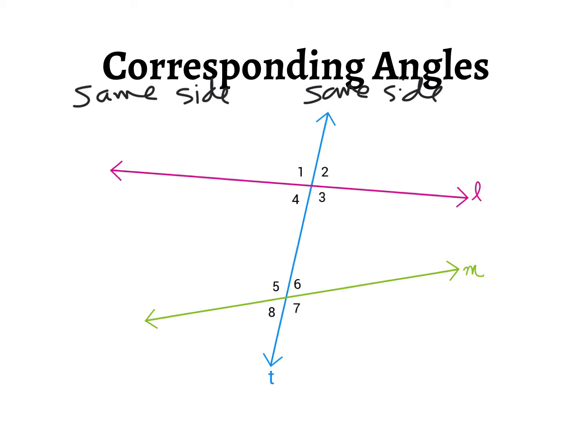The transversal will tell me which ones are on the same side. So 1, 4, 5, and 8 are all on the left. Those are on the same side. 2, 3, 6, and 7 are all on the right. Those are on the same side. Now, that checks off the first check. Do I know when they're on the same side of the transversal, left or right? Check. The second same side means referring to the other two lines. And I'm going to color these in green just so I can make them stand out a little bit.